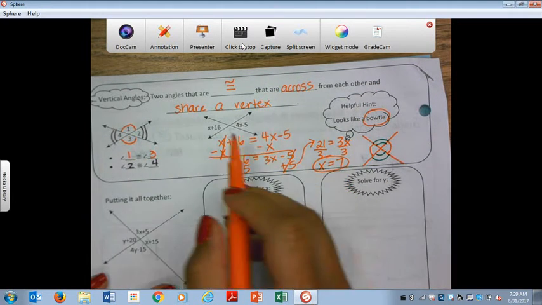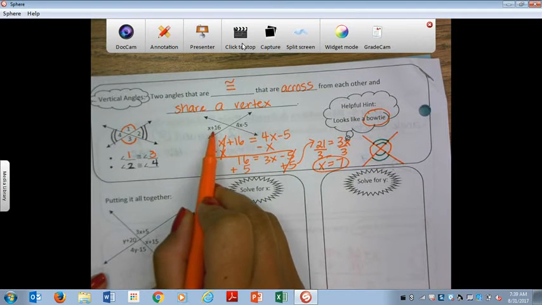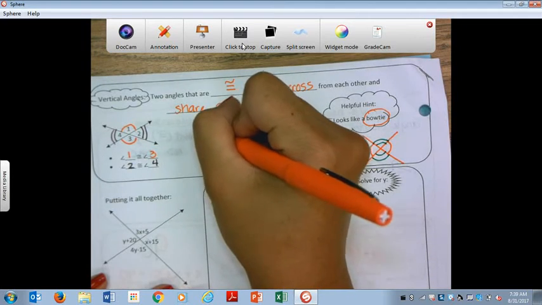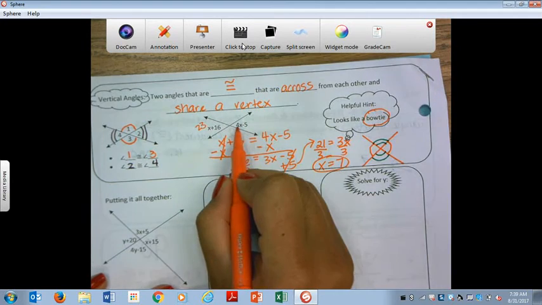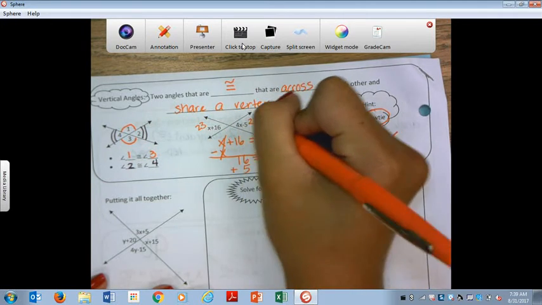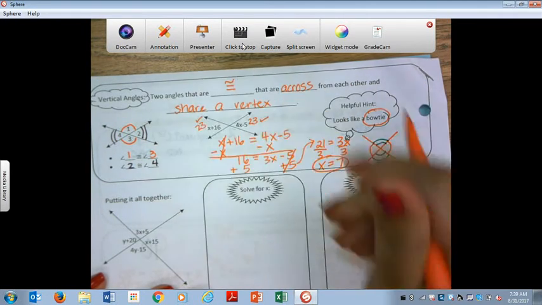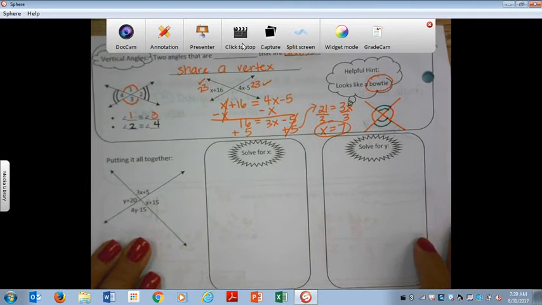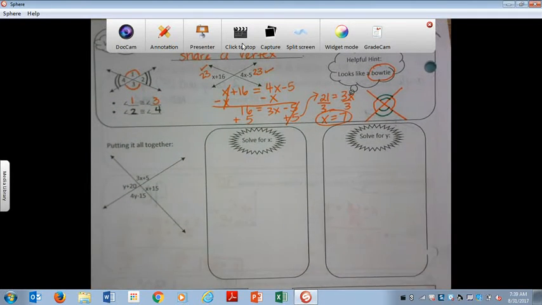Let's plug that into here. 7 plus 16 is 23. And 4 times 7 minus 5 is also 23. So this checks. All right. Now, we're going to get a little fancy and put it all together.